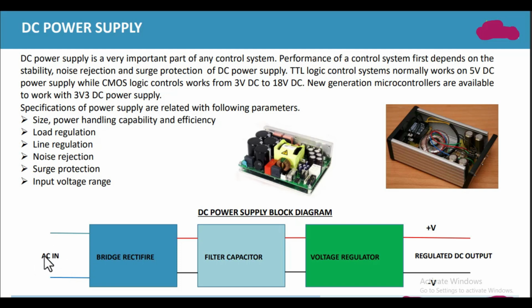First, the input comes in the form of AC in, then a bridge rectifier rectifies the input AC, cuts its negative part, then a filter capacitor removes its noise parts, and then a voltage regulator is used to regulate the DC power supply, which turns into the output form, which will be used to run the PLC unit.